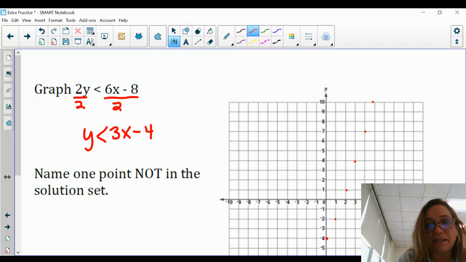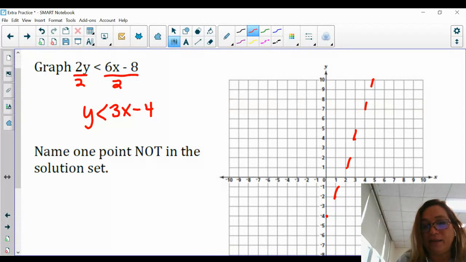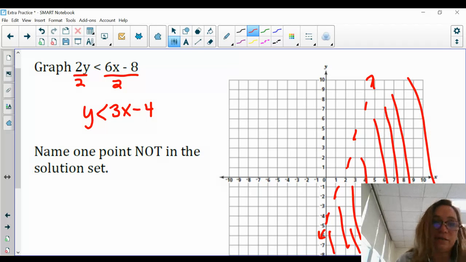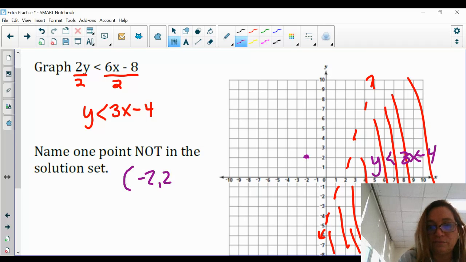Okay. Now, because it's less than, I'm going to make a dotted line. It would be a solid line if it had the equal bar underneath. Okay. And because it's less than, I'm going to shade below. Okay, or underneath, below, underneath, whatever you want to call it. And then, it's always good to label things that you do. Okay, name a point that's not, here we go, -2, 2. So something that's not means not in the shade, not colored.